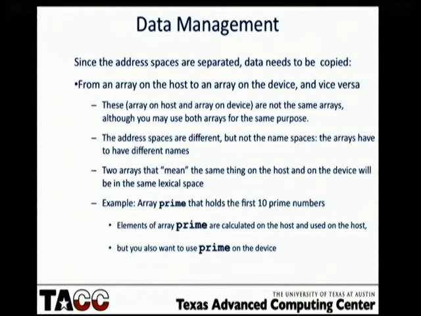And so you have to do explicit cooperation. For example, if I have an array prime that holds my first 10 prime numbers, I calculate them on the host, but I also need them on the device. You can either push them there or calculate them there, and that's often the trade-off. Usually what you do is create a host array and a device array, and make sure they correspond to each other back and forth through these copies.